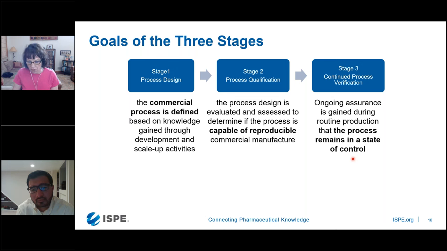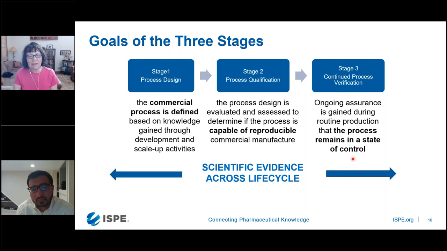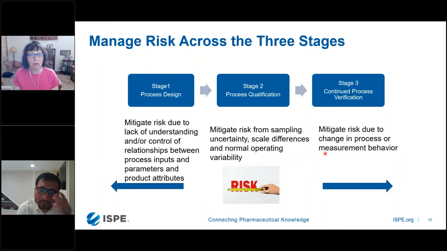We can also think of it as collecting scientific evidence across the product life cycle. We have a line of sight to the end. What will we be doing when we're in stage one? We have an idea of what we'll be doing in stage three, but we can also look backwards. When we're in stage three, what we're doing is based on the things we learned in stage one.